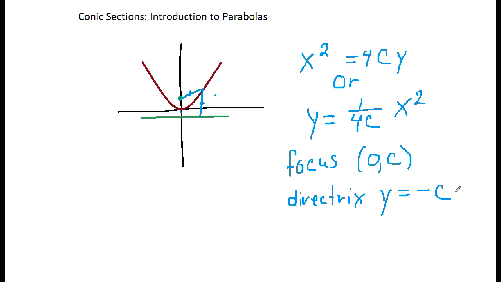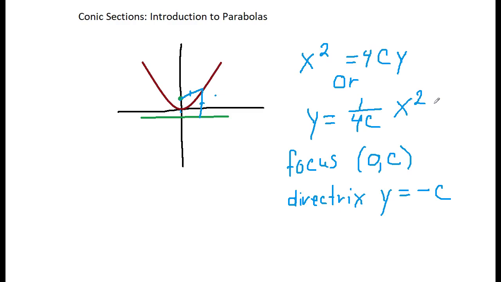Now, what if your parabola were sideways? Then the x and the y are just switched. We would have y squared instead of x squared, and we would have x instead of y. So this would be x equals 1 over 4c times y squared. And that would be for a parabola that would open sideways.